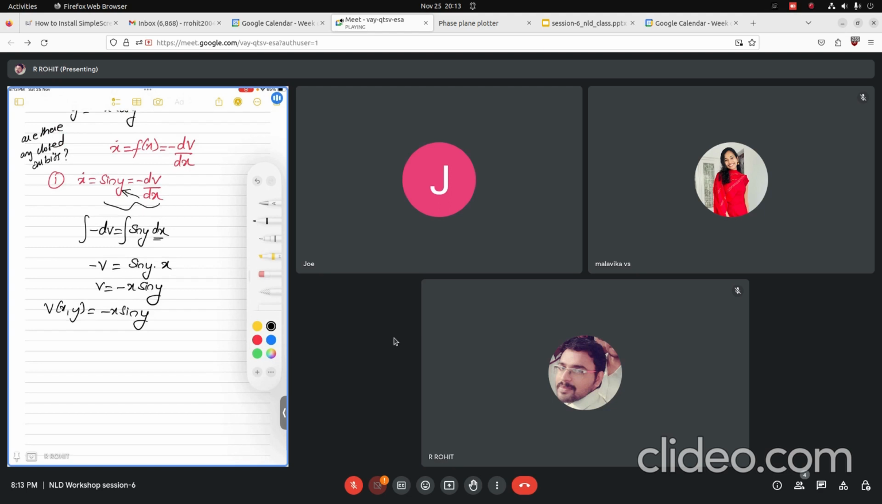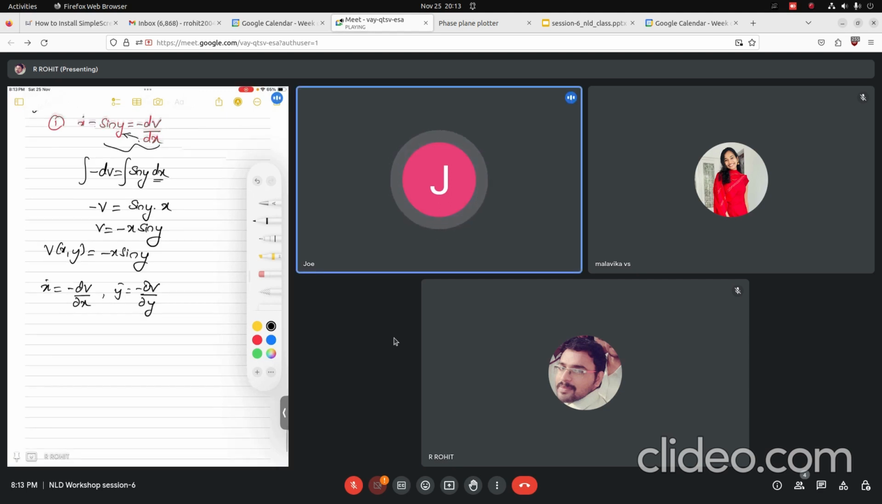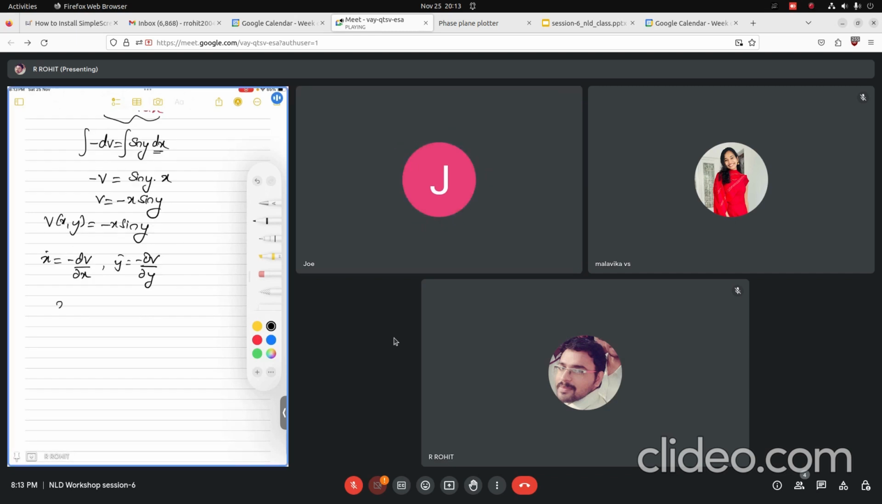Now we will check the condition. Can we write x dot, which is nothing but minus dou v by dou x, and y dot is nothing but minus dou v by dou y. So we want to write x dot is nothing but minus del of v, which is nothing but dou v by dou x plus dou v by dou y.